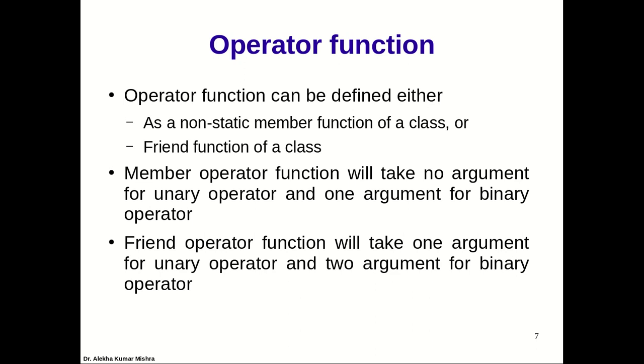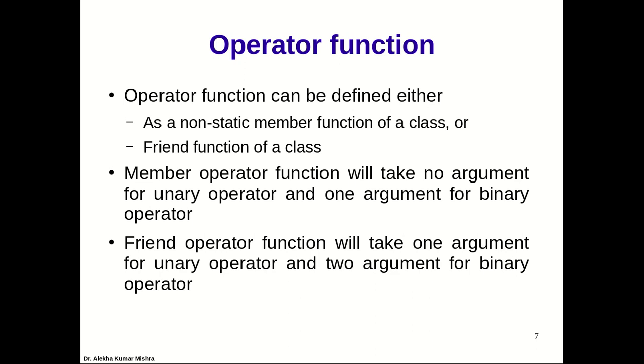If there is an object of the user defined type on the left hand side, then we can use either one. In that case we can use the member operator function. So what is the difference actually? A member operator function will take no argument for a unary operator, because we are applying the unary operator on an object which is actually going to invoke this member operator function. So that object is implicitly passed, so it is not required to pass.